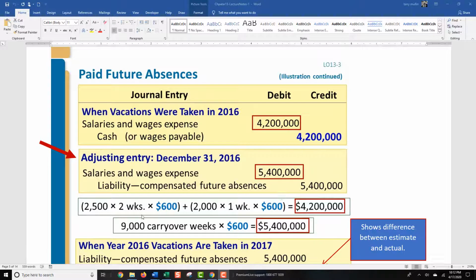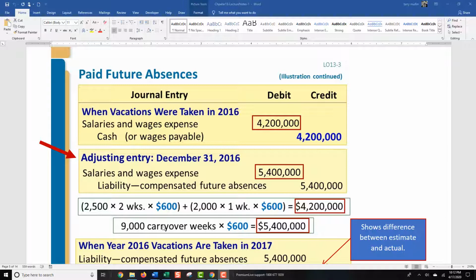Right? So you had 2,500 times 2 weeks times $600, plus 2,000 employees at 1 week at $600, which is $4,200,000. That's the vacation that was actually taken. So that goes up here.